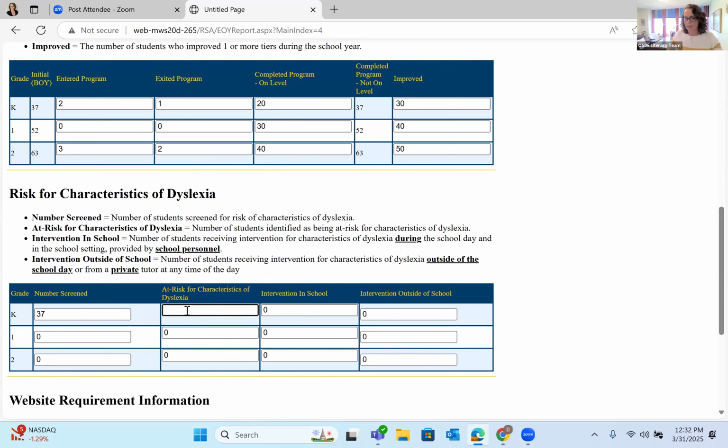And then you're going to say how many of the ones that you screened you found to be at risk. And then of those students that were at risk, how many are receiving interventions during your school day and by school personnel. And then the last column is intervention outside of school. And this would be the number of students who are receiving interventions for characteristics of dyslexia outside of the school day or by a private tutor at any time during the day.